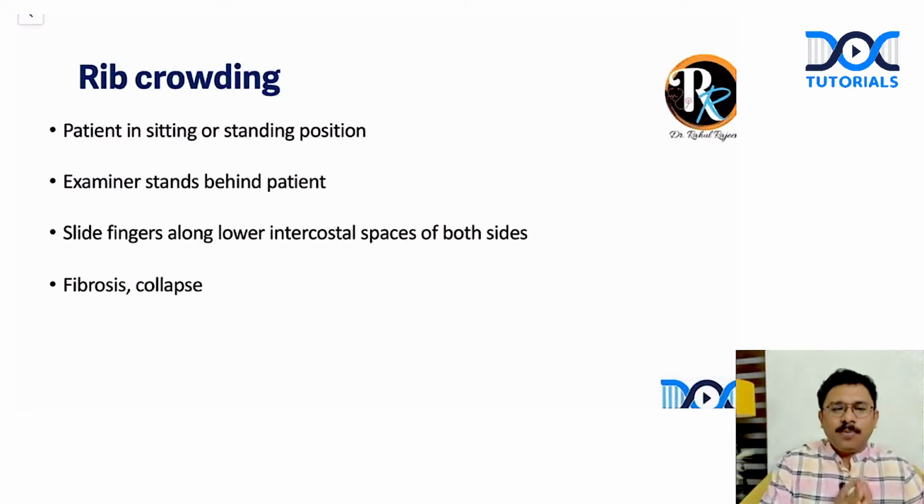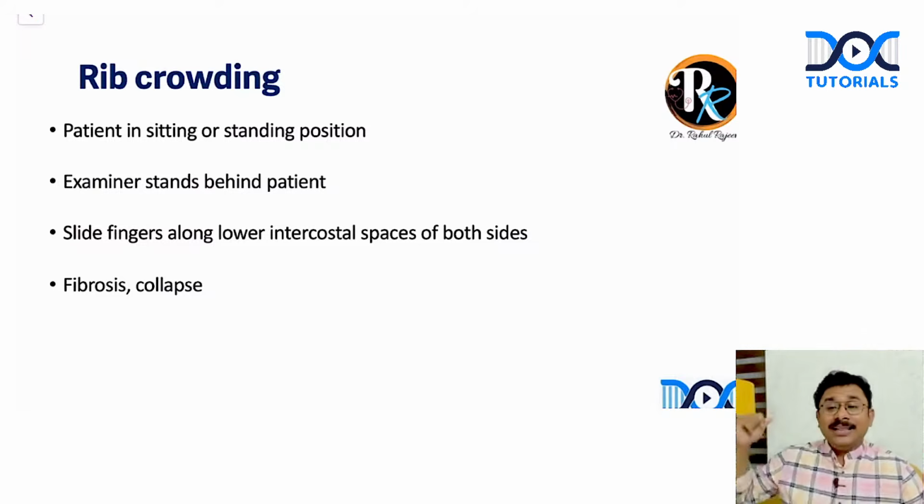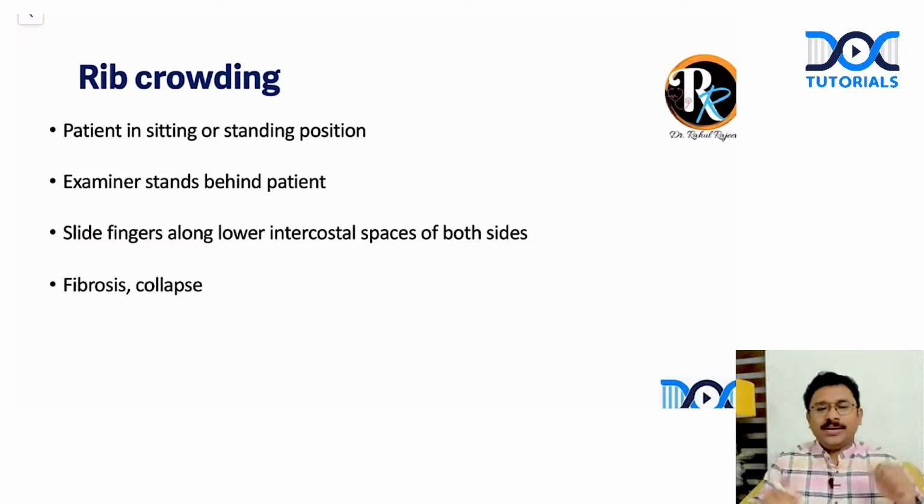This is again something important. If in your exam you have a long standing fibrosis or collapse, you will be asked to demonstrate whether the patient is having some sort of rib crowding. Remember, with the patient in the sitting or standing position, the examiner stands behind the patient, and along the lower intercostal spaces, he'll slide his fingers along the lower intercostal spaces to look for any sort of rib crowding.